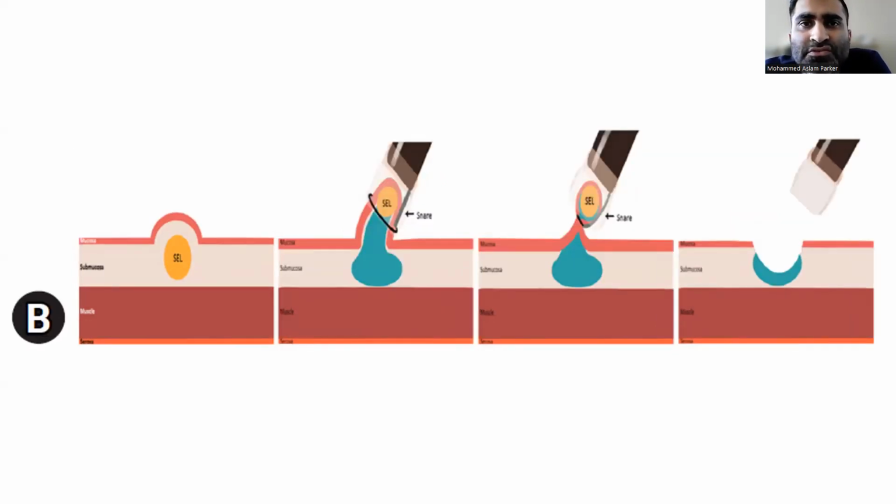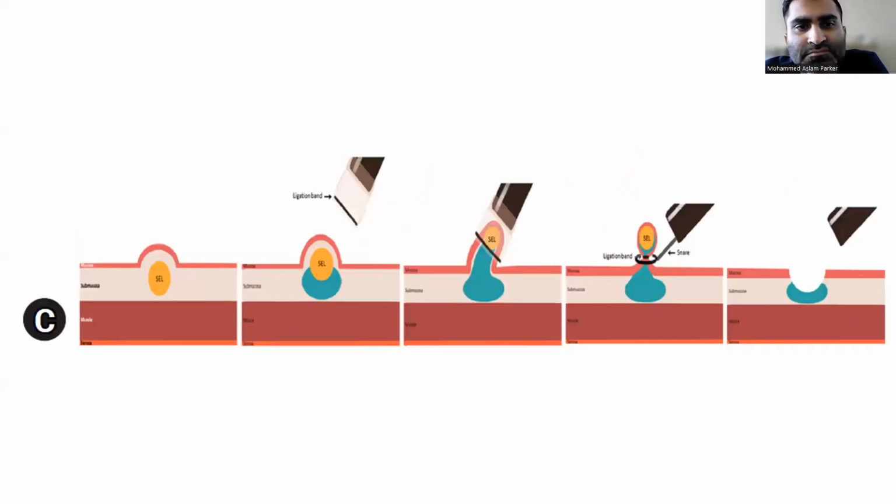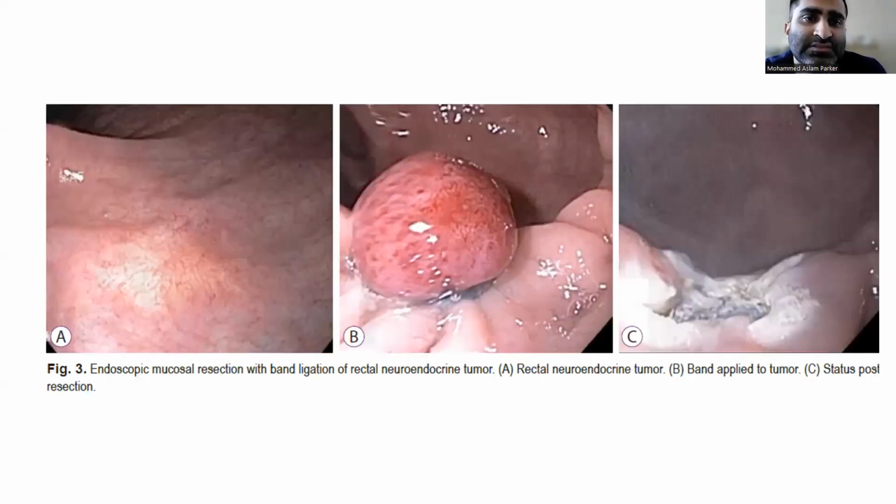Then one can do EMR with a cap. Essentially, you would suck the lesion into the cap and then snare the lesion at the bottom. And then you could do EMR with band ligation. A practical way of doing this is to take a G-scope and put your varicose band and suck the lesion into it and then band the lesion and then hot snare the lesion off. Here's just an example of that over here. The lesion was sucked in, band was applied and was resected.